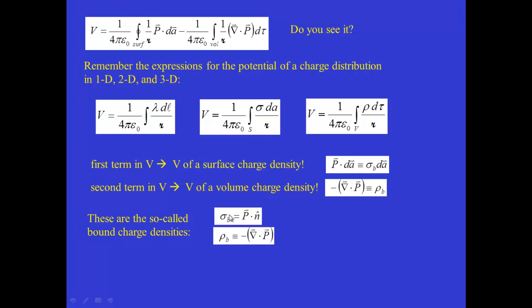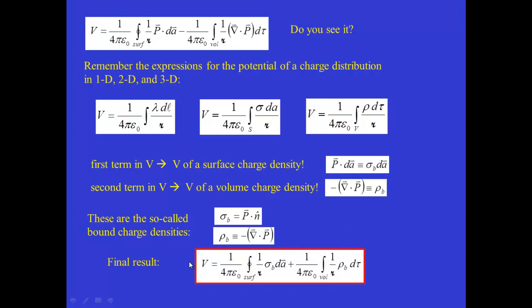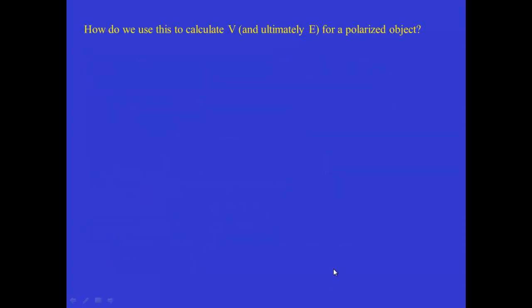So with these charge densities defined, these effective charge density terms, we can substitute back into the expression for V and see that this electric potential produced by the polarized object is the sum of two terms. One of them is the potential of a surface charge, and the other one is the potential of a volume charge. So let's think about that for a minute.